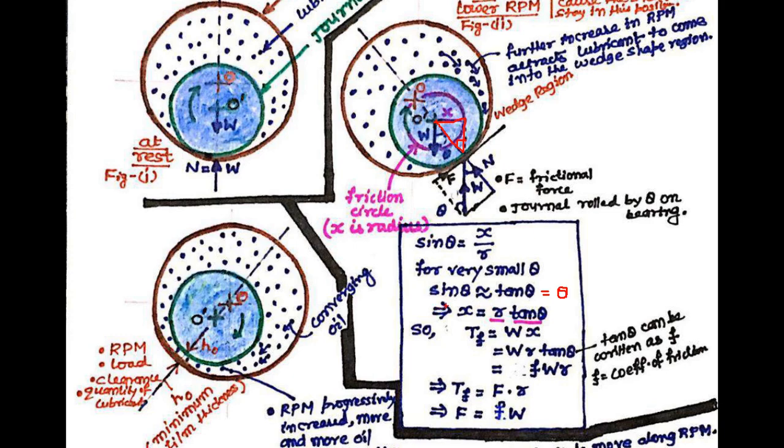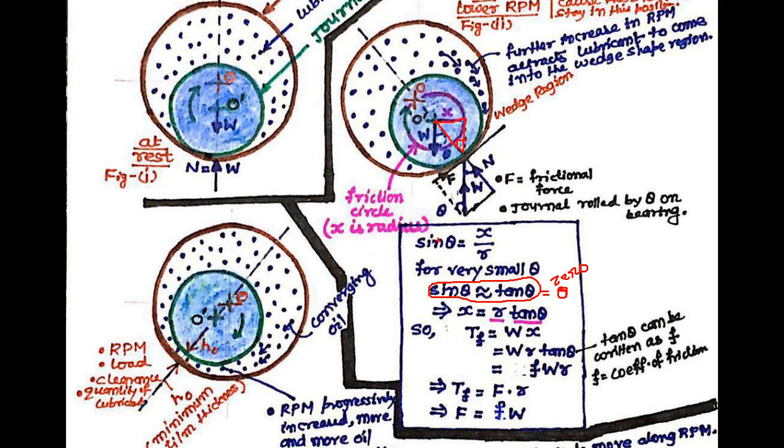So sin theta, for a very small angle theta, can be written as approximately 0, and tan theta also. So we can say sin theta is equivalent to tan theta. This is approximately 0 for a very small angle of theta.